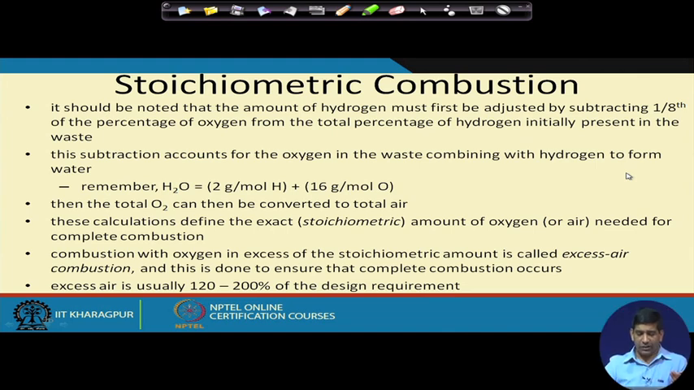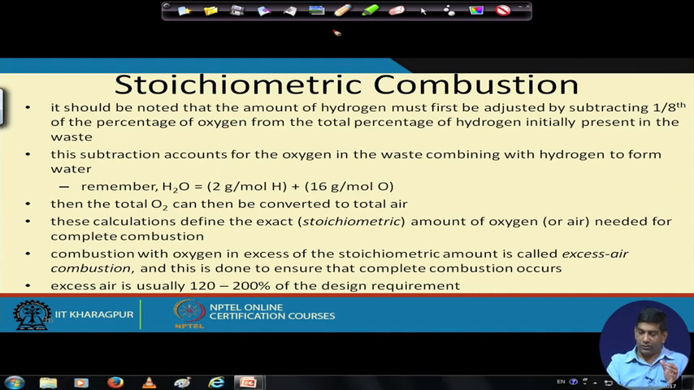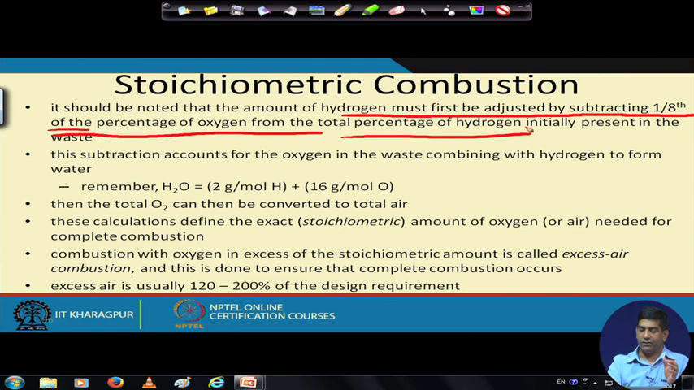Now, for stoichiometric combustion, first we have to adjust the amount of hydrogen, because 1/8 of the percentage of oxygen will be subtracted from the total, because of the water, whatever oxygen is present. So the hydrogen will first be adjusted by subtracting 1/8 of the percentage of oxygen from the total percentage of hydrogen initially present.